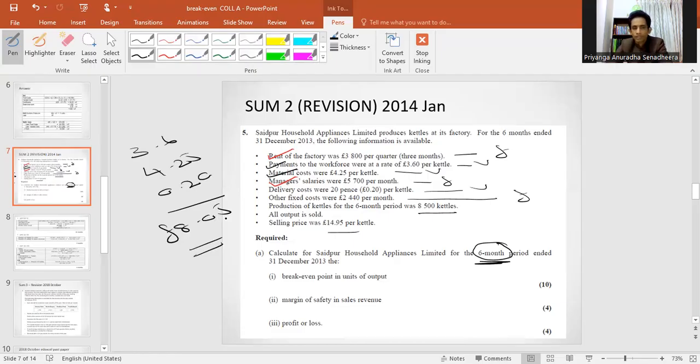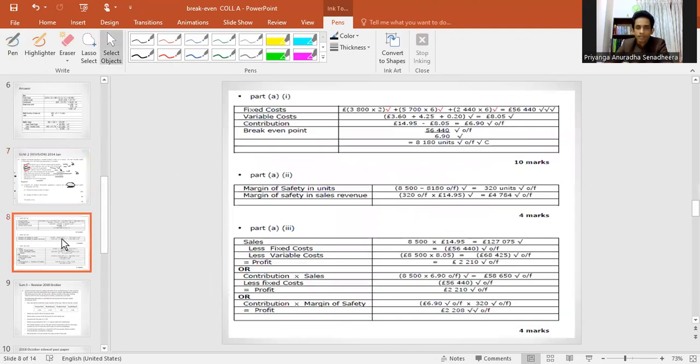So now by using this, why do we need to calculate this? Because we need to calculate the contribution per unit. Contribution per unit is selling price minus variable cost. So now we know the variable cost, and selling price is 14.95 minus 8.05 we calculated. So you get 6.90, I hope, pounds as your contribution per unit. We go to marking scheme and see, yes, so total fixed cost 56,440 divided by 6.90.